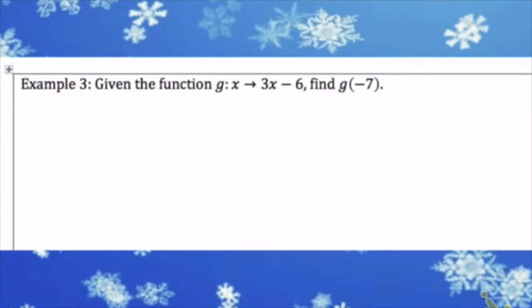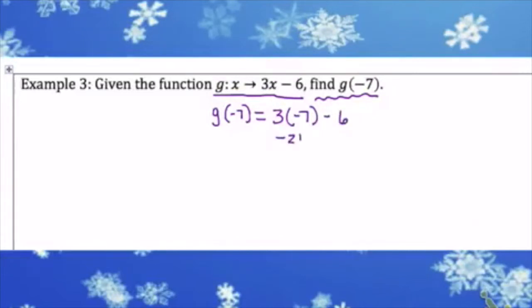In example 3, we're given the function g of x. It's stating that g of x is 3 times x minus 6, and we're asked to find g of -7. So that's telling you to plug in -7 for your x value and find the y. So we're looking at g of -7 being equal to 3 times -7 minus 6. 3 times -7 is -21, minus 6 is -27. So g of -7 is equal to -27.